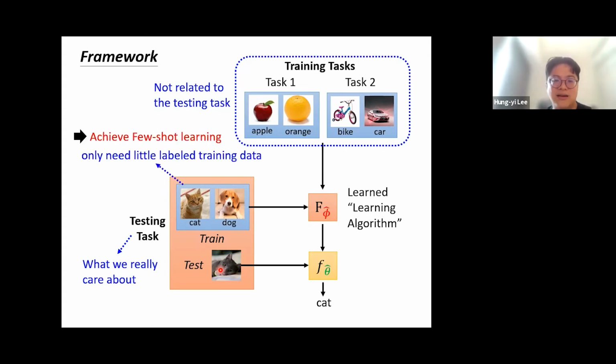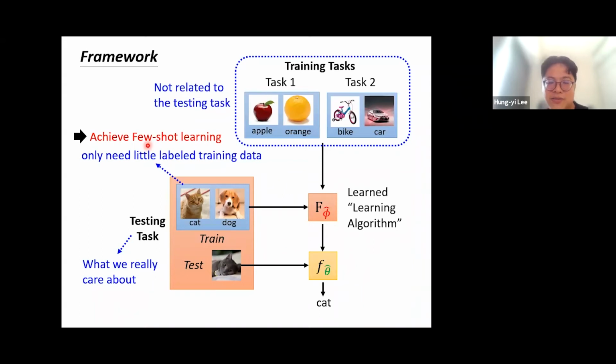And why do we need meta learning? Because usually, probably the task you really care about only has very little training data. And with very little training data, typical machine learning algorithms may not work well. So this is why we want a learned learning algorithm. And hopefully the learned learning algorithm can achieve good performance with only a little bit of labeled data. Hope that the learned learning algorithm is very powerful. You only need little data to achieve good results. So little data means few-shot learning.